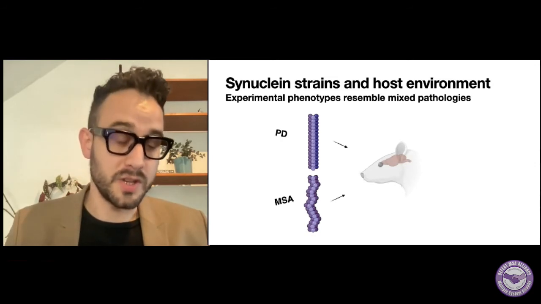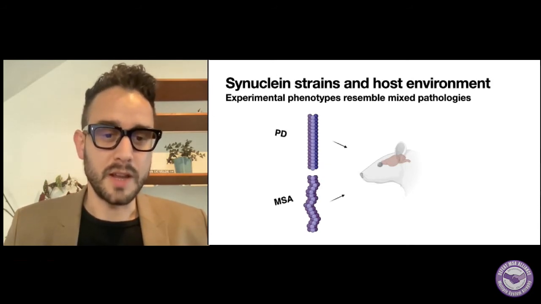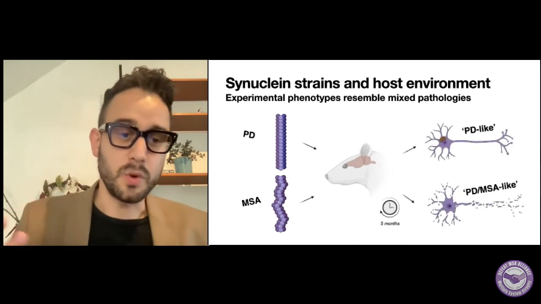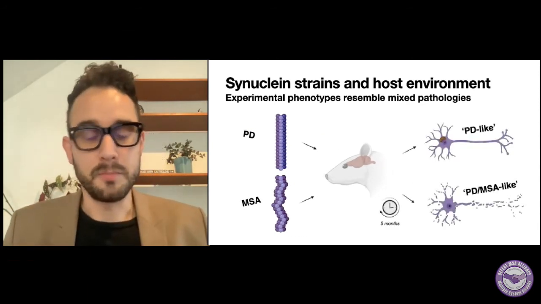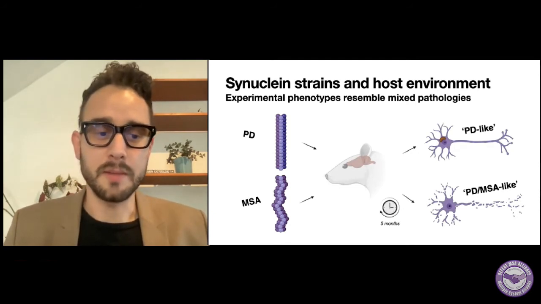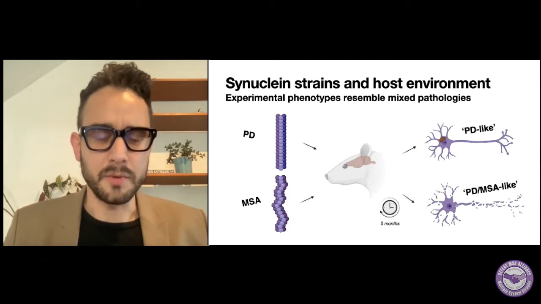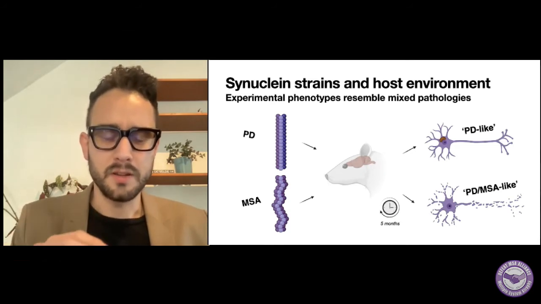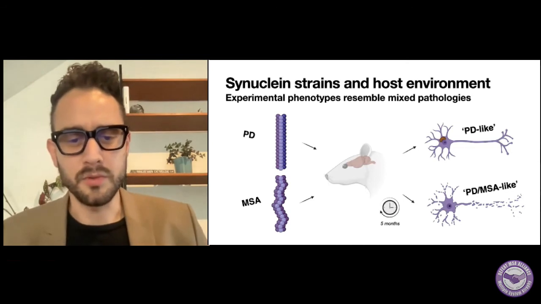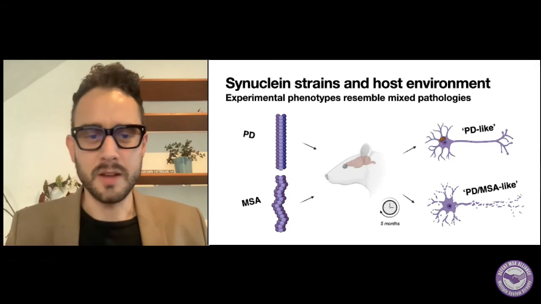So in other words, if we inject, for instance, a Parkinson's disease fibril or strain within our animal model, or when we inject an MSA strain in our animal model, we do not necessarily get a 100% complete phenotype. In case of the PD strain, we get a PD-like phenotype. And in case of the MSA strain, we get a more aggressive phenotype, a more aggressive disease. But what we don't see are these typical widespread and abundant glial cytoplasmic inclusions that are so typical of multiple system atrophy. So we do see some parts of it, but it is not fully penetrant.